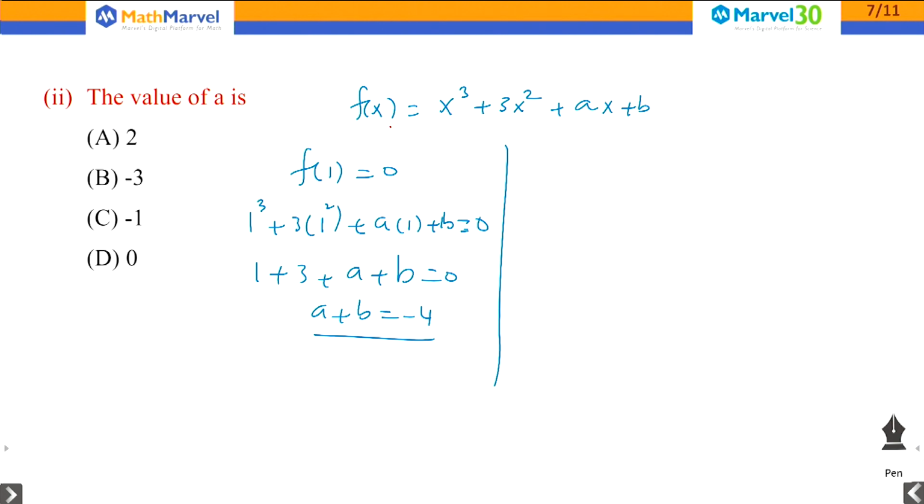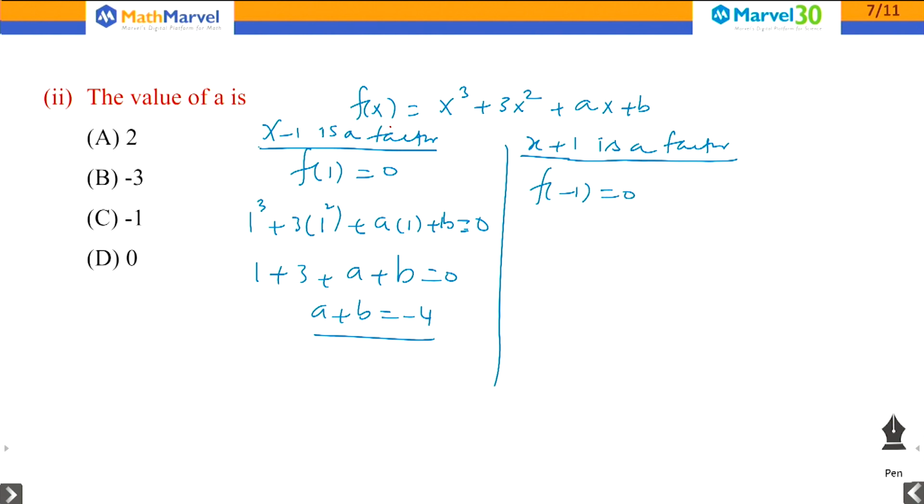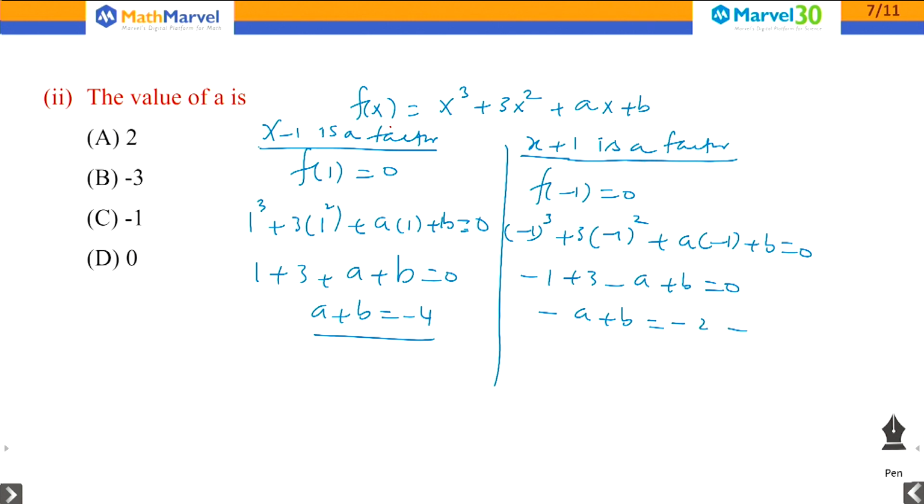In the given question, another factor is given. Another factor is x plus 1. Here x minus 1 is a factor, and x plus 1 is a factor. So by factor theorem, f of minus 1 equal to 0. Substitute x equal to minus 1. Minus 1 cube, 3 into minus 1 square, a into minus 1 plus b equal to 0. Minus 1 plus 3, then minus a plus b equal to 0. Minus a plus b equal to minus 3 minus 1, that is minus 2 if you transpose to that side. This is equation 2.